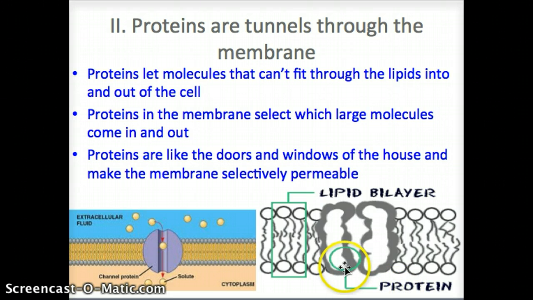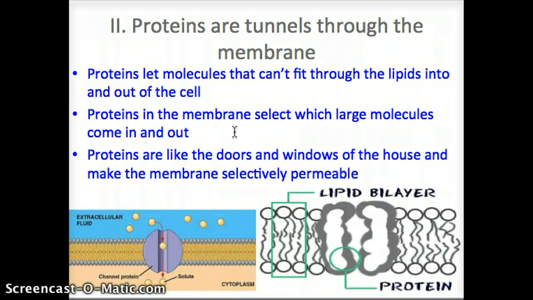Here's another picture. We have our protein that provides the channel or the gap into the cell that some molecules could take. And then we have our phospholipid or fatty acid bilayer that surrounds the cell. Proteins in the membrane select which large molecules come in and out. Proteins are like the doors and windows of the house, and they make the membrane selectively permeable.